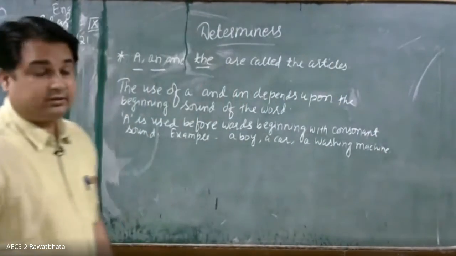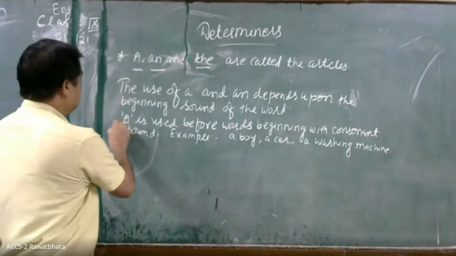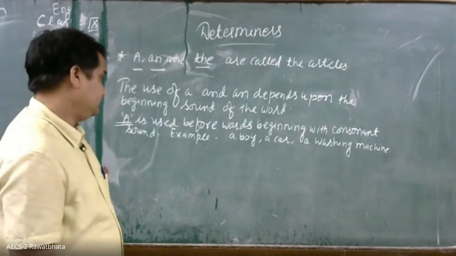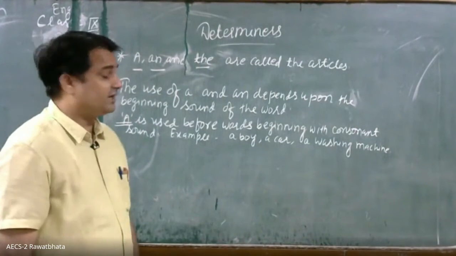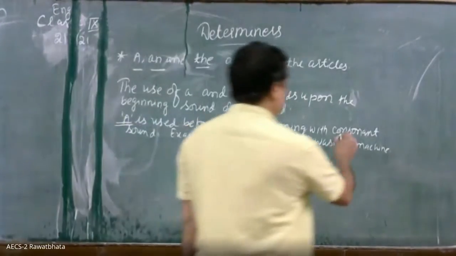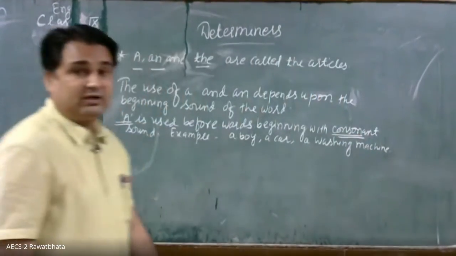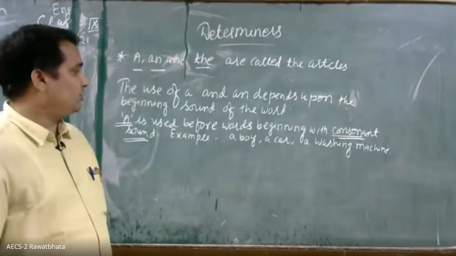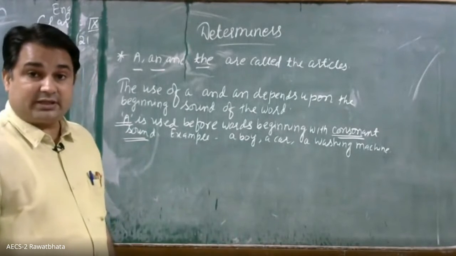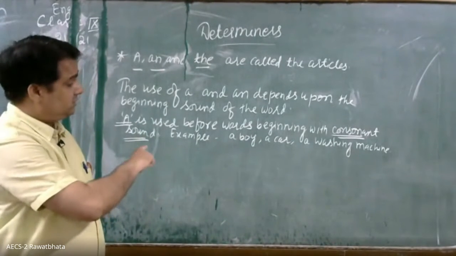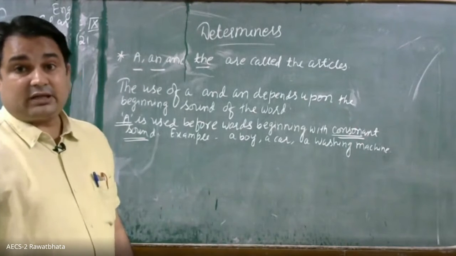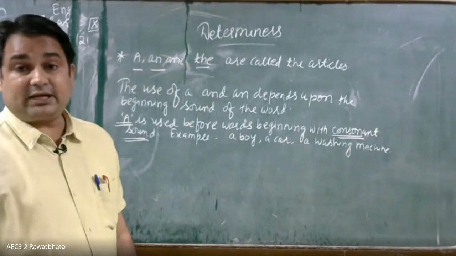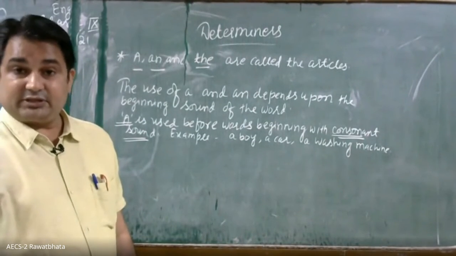Okay, students. A is used before words beginning with a consonant sound. Example, a boy, a car, a washing machine. In all these, the sound is that of a consonant. And as the sound is that of a consonant, what is used? A is used. Is it clear to you?